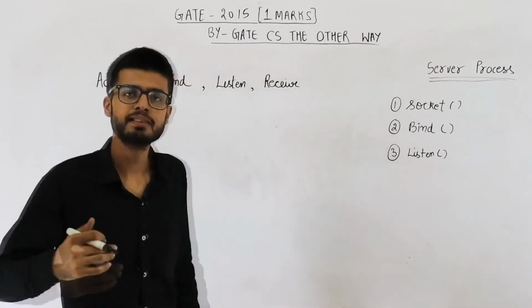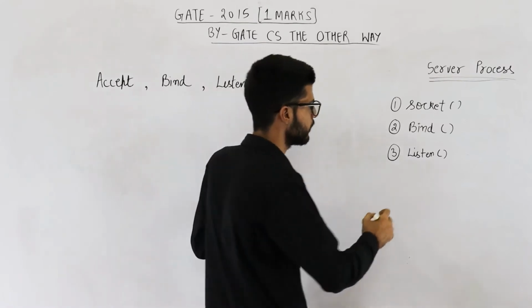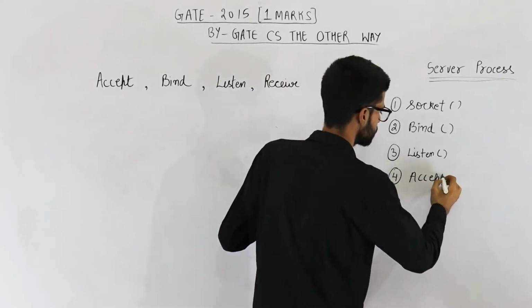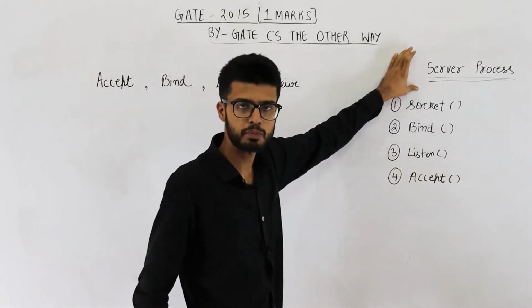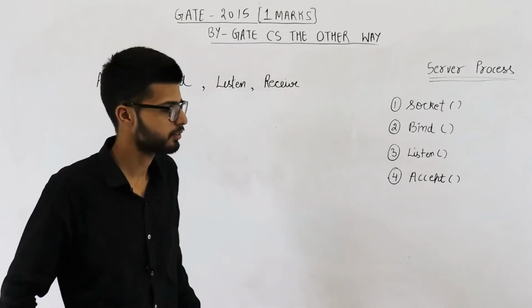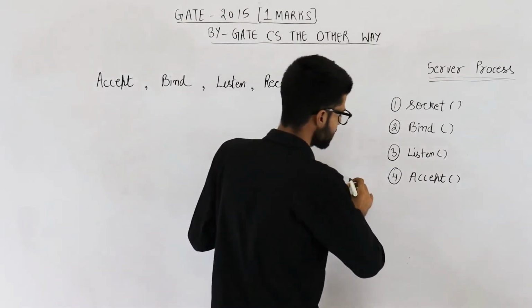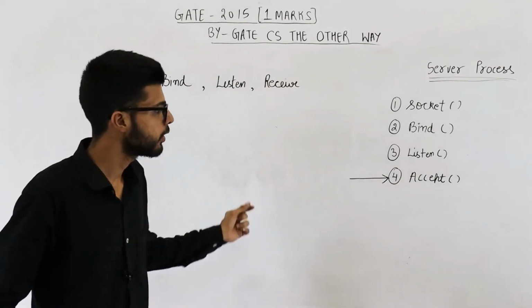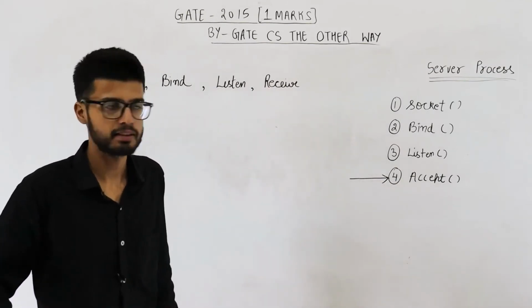After this, we'll execute the accept system call. So the fourth one in this order will be accept. See, this is a server process and some client process may try to connect to this process. That connection will be accepted using the accept system call. Now we have established a connection successfully.